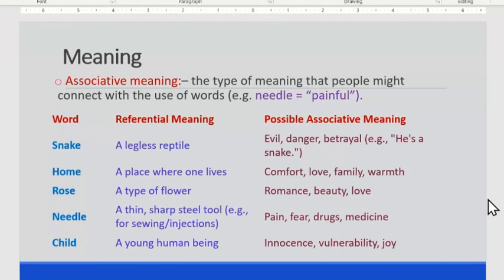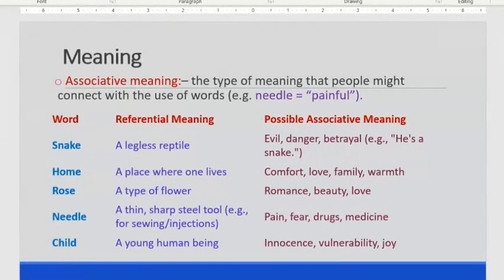Okay, a home means a place where you live, but a home can represent different meanings. It can be a comfortable place, a loving place, a family place, or a warm place. Okay, that is the associative meaning of the word home. When we think about the word home, or when we see the word home, we may think of other meanings that associate with that word. Okay, that means associative meaning.